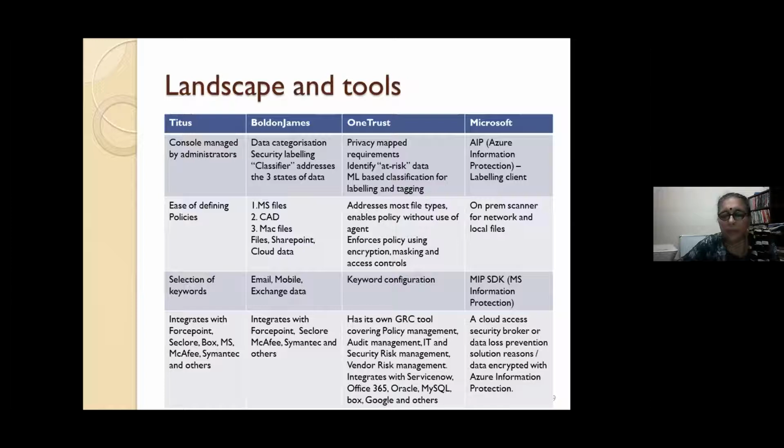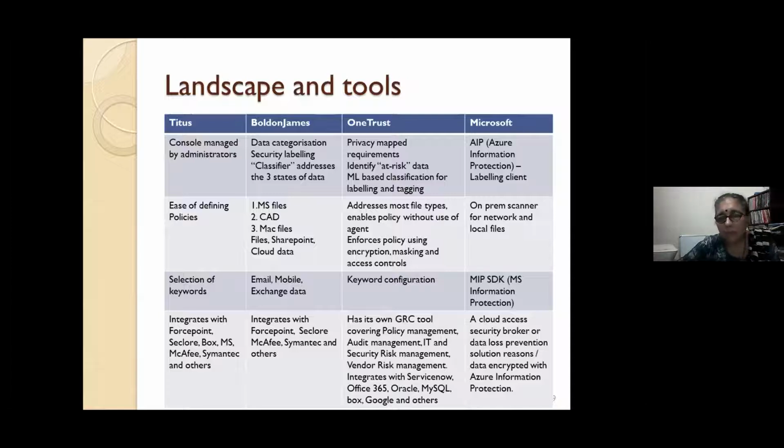Now, from a governance perspective, OneTrust is very strong in terms of the governance aspects of data management. It has aspects of policy management, audit, security risk processes, all of those, and vendor risk management covered very well through the governance layer. So I found that OneTrust is pretty established on the governance side.